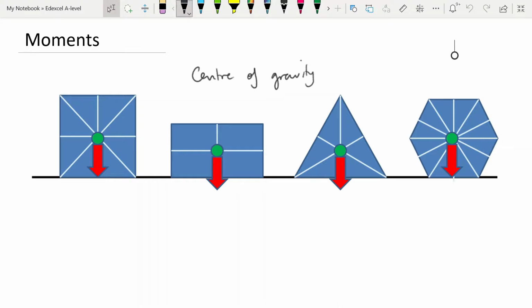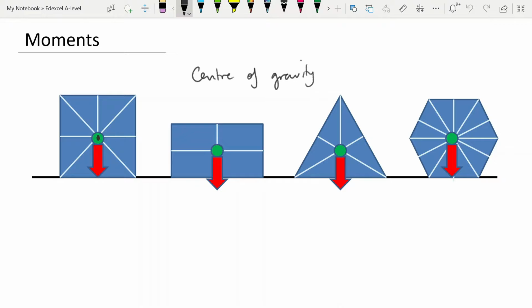Today's video is about the principle of moments and applying that to problems. The first thing we need to know about is the center of gravity of an extended body. So this is the language that the specification uses. Basically this means that we need to be able to, for any object, identify where the center of gravity is. If it's a regularly shaped object, that is very straightforward. It is the point where all the axes of symmetry intersect, as you can see in the pictures here.